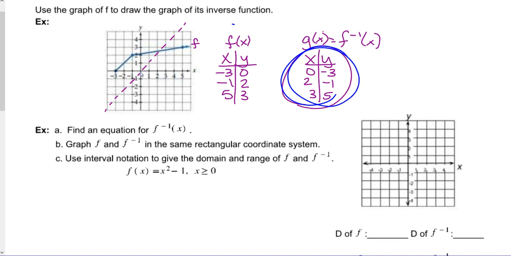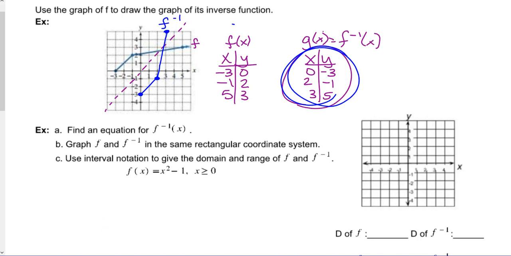And so 0, negative 3. Don't go anywhere on the x, but go down 3. Then I get 2, negative 1. And I have the point 3, 5, which would be this guy up here. Okay? When I connect those, that is f inverse.